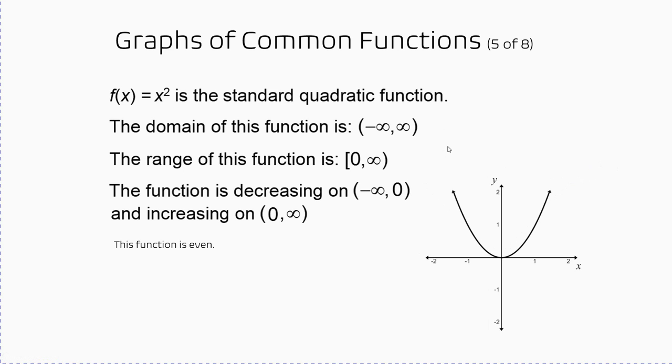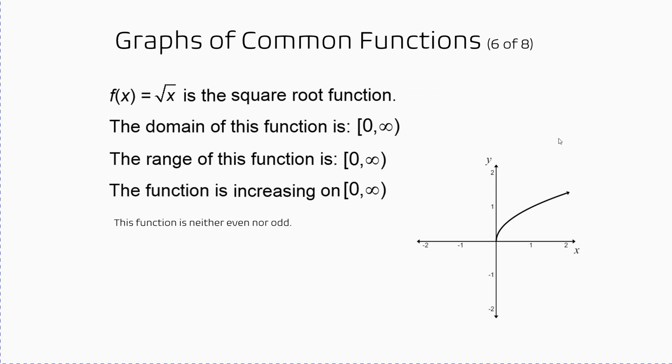Next, we have the standard quadratic function, f of x is equal to x squared. The domain is all real numbers from negative infinity to infinity. The range is from 0 to infinity, inclusive of 0. This graph never goes negative, at least for this standard one, so the range goes from 0 all the way up. The function is decreasing, as you go left to right you go down, from negative infinity to 0. Then from 0 to infinity, you're increasing. And this function is an even function.